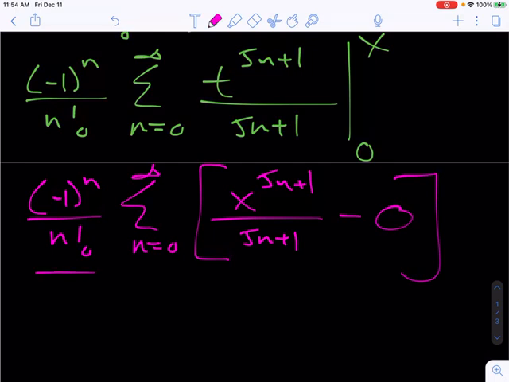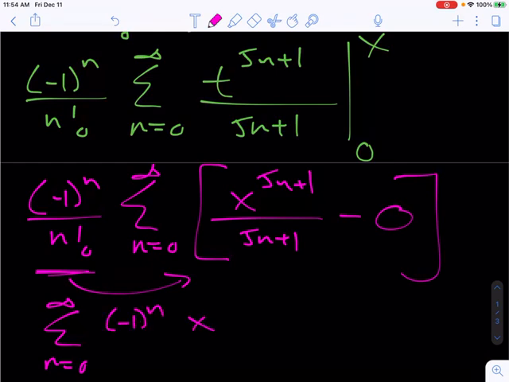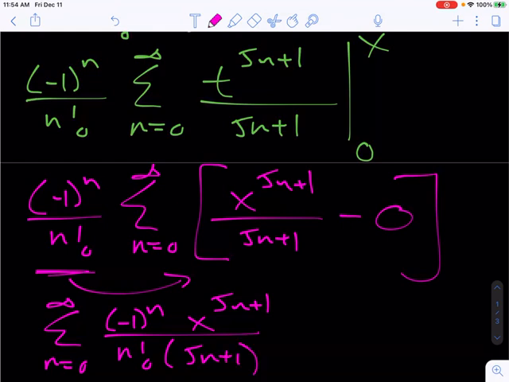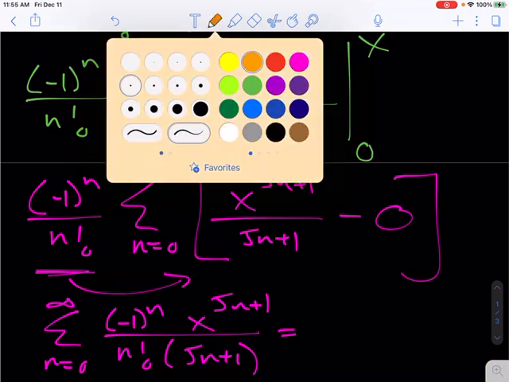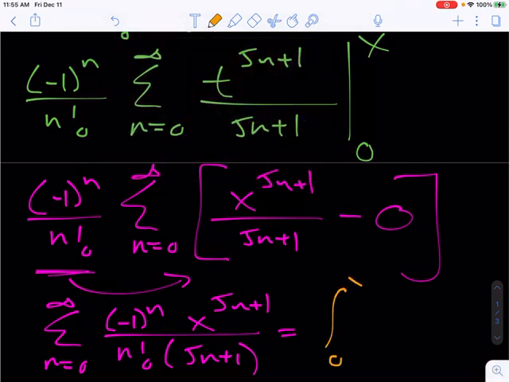And so now we can take this and move it back inside here. And so we have the power series of negative 1 to the n times x to the 5n plus 1 over n factorial times 5n plus 1. And that is our power series representation for the given integral.